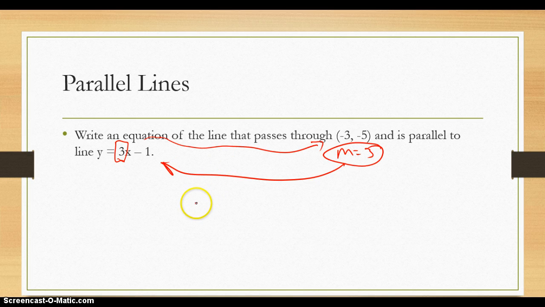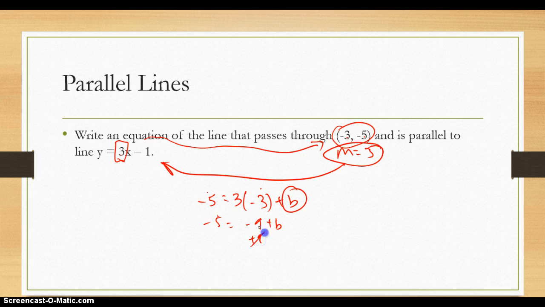So we're going to use, and you have to write this in slope-intercept form, the equation that we're used to using. Okay, because I need to find my b. I don't know my b for the line that passes through that point. So I use -3 as my x and -5 as my y, and I plugged in the same slope because I know that they're parallel. So now I'm going to solve for b, so -5 equals -9 plus b.